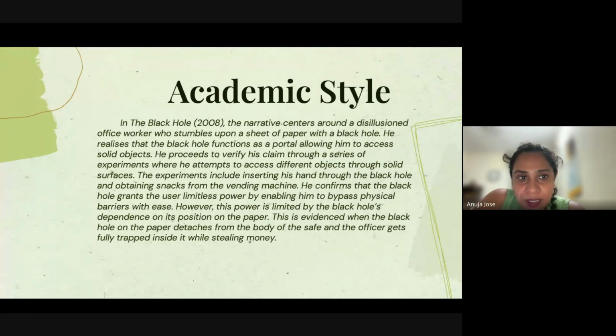In the black hole, the narrative centers around a disillusioned office worker who stumbles upon a sheet of paper with a black hole. He realizes that the black hole functions as a portal, allowing him to access solid objects. He proceeds to verify his claims through a series of experiments where he attempts to access different objects through solid surfaces. The experiments include inserting his hand through the black hole and obtaining snacks from the vending machine. He confirms that the black hole grants the user limitless powers by enabling him to bypass physical barriers with ease. However, this power is limited by the black hole's dependence on its position on the paper.